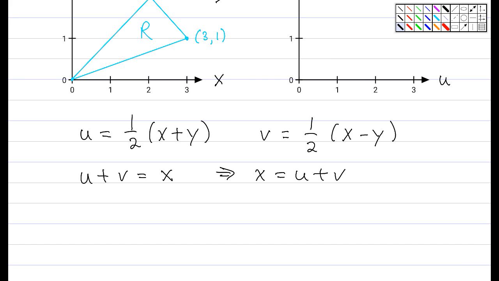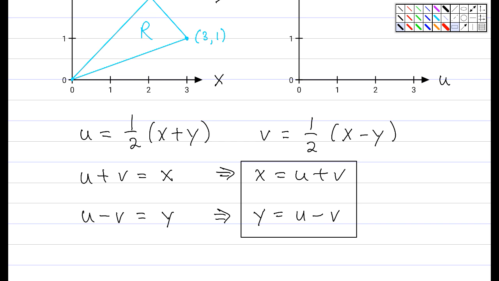Let's do the same thing for y. You can see that if I subtract v from u, the x's are going to cancel, and the y is not going to cancel. So let's do that. u minus v equals, okay, the x's cancel. I get 1/2 y minus 1/2 y. Well, I just got y. So y is equal to u minus v. That's really nice. That's a nice pair of equations there that we can use to figure out what this region R looks like in the UV plane.